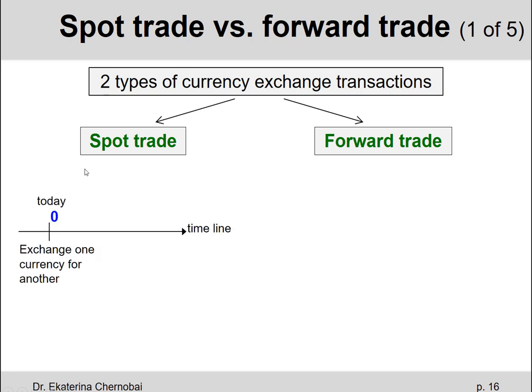Spot trade is exactly what we have been talking about until now. So everything happens on the spot. That's where the name comes from. Immediately. So you walk into a bank, the bank immediately gives you some amount of euros in exchange for your dollars, right? So let's say today or year 0 on our imaginary timeline is when the exchange of one currency for another takes place. What is then the forward trade?